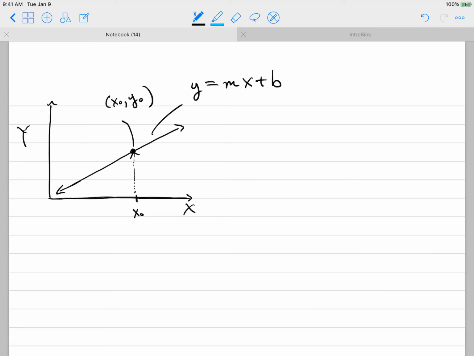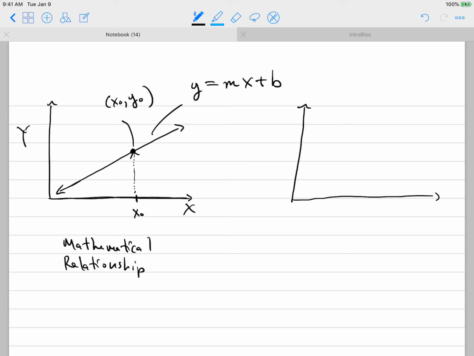So I'll just write underneath, a mathematical relationship. And for a statistical relationship, I'll draw the same type of axes. So I've got my x-axis, my y-axis. I'll again draw a straight line.